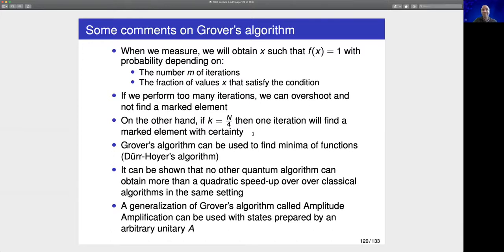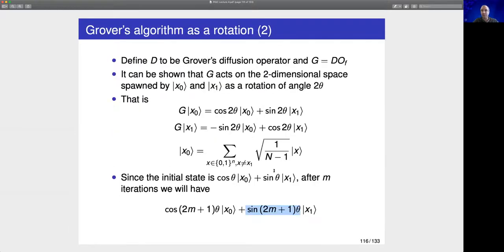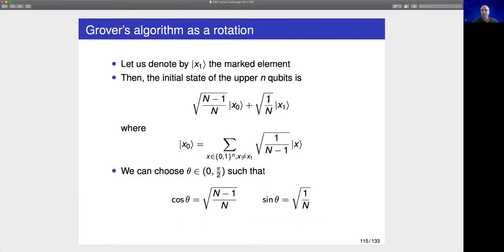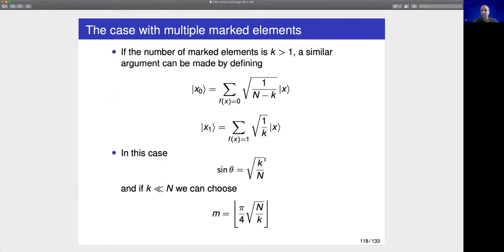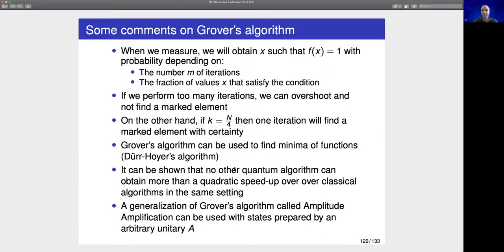Also, for instance, if the number of marked elements, the elements that satisfy the condition, is exactly 1/4 of the total number of elements, with just one iteration you are going to find the element with total certainty. And you can find that just by substituting the numbers, the k and the m, in these expressions here, and checking which is the angle and why with just one iteration you go up to probability 1 of finding the element.